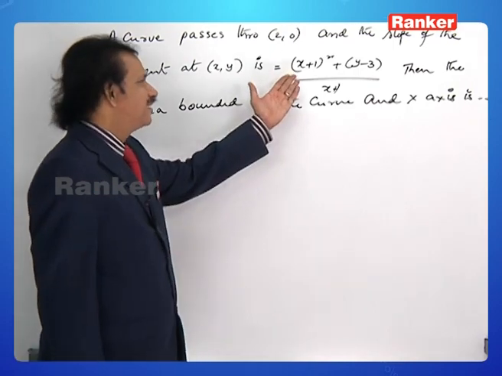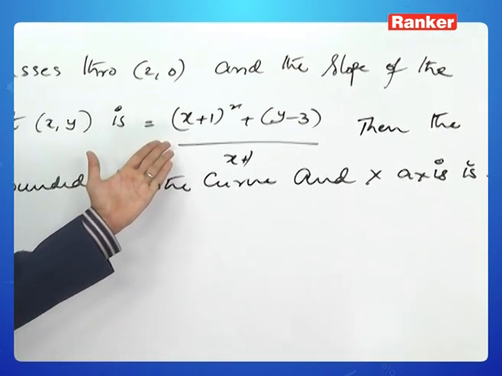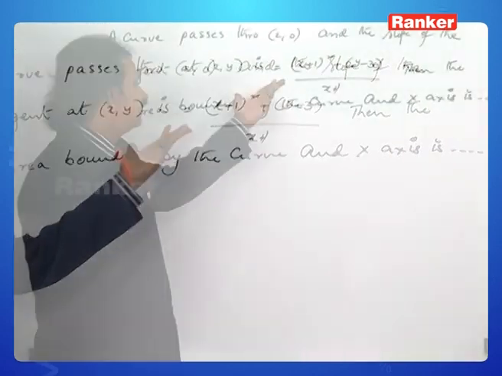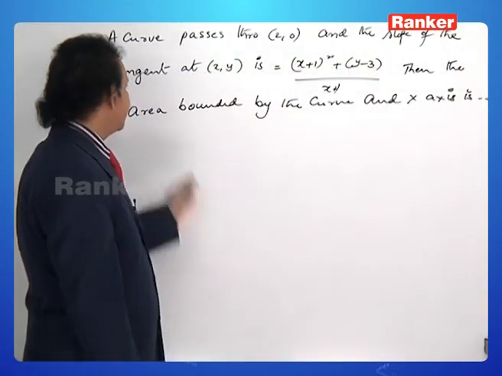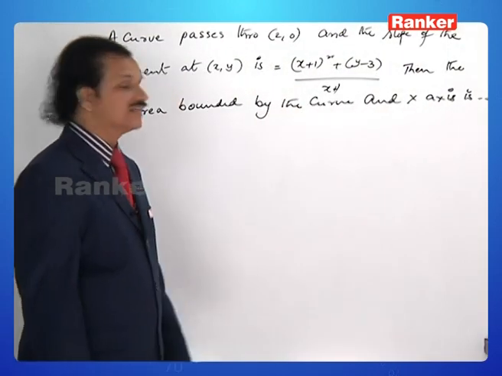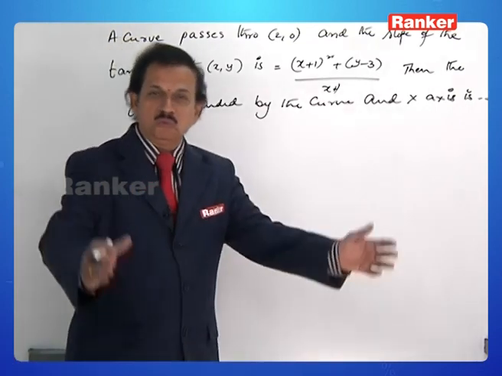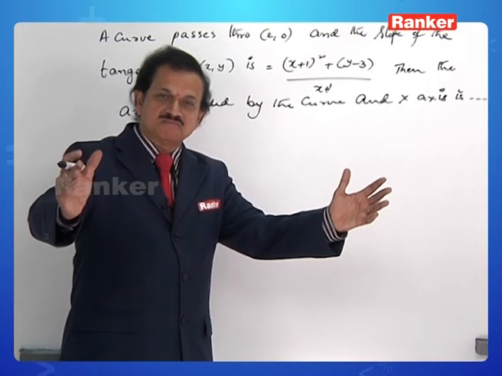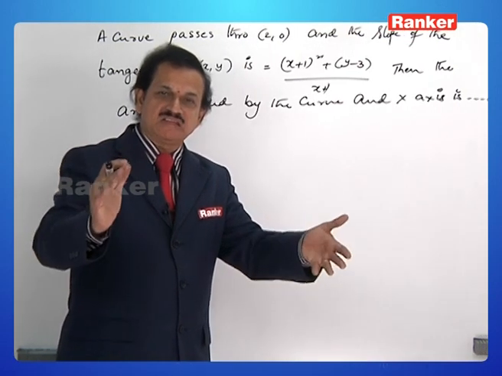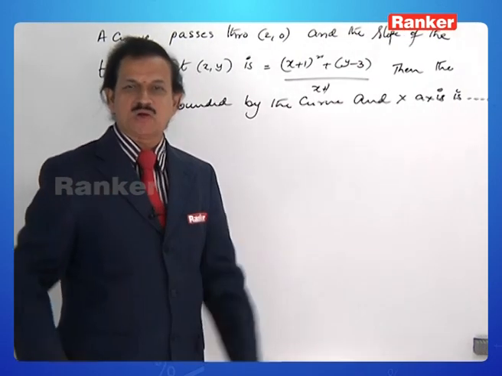It is just nothing but dy by dx, isn't it? Slope of the tangent at (x, y) is dy by dx. Then the area bounded by the curve and the x-axis is required. There are some large sentences and bulk in the appearance of the problem.